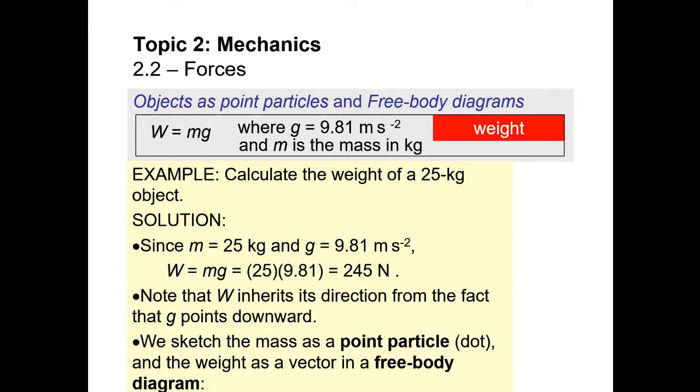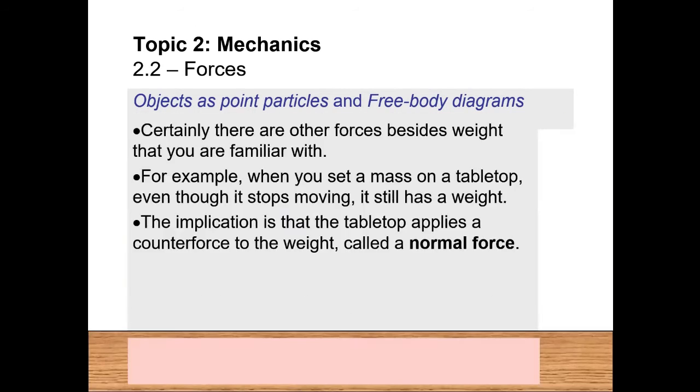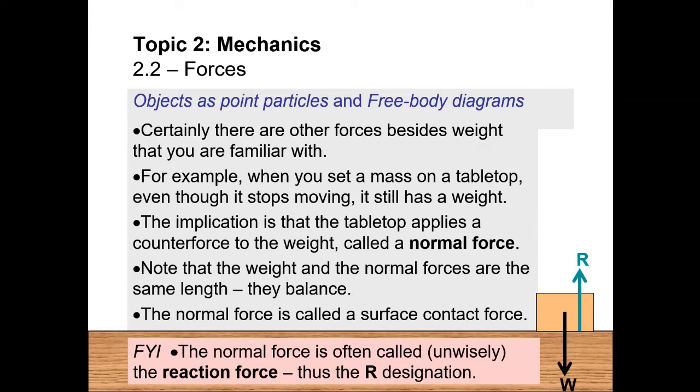We sketch a mass as a point particle, a dot, and the weight as a vector in a free body diagram. Mass, force downward, which is weight. This is a free body diagram. For example, when you set a mass on a tabletop, even though it stops moving, it still has a weight. Note that the weight and the normal force are the same length, they are balanced, or in equilibrium. The normal force is called the surface contact force, sometimes called reaction force.